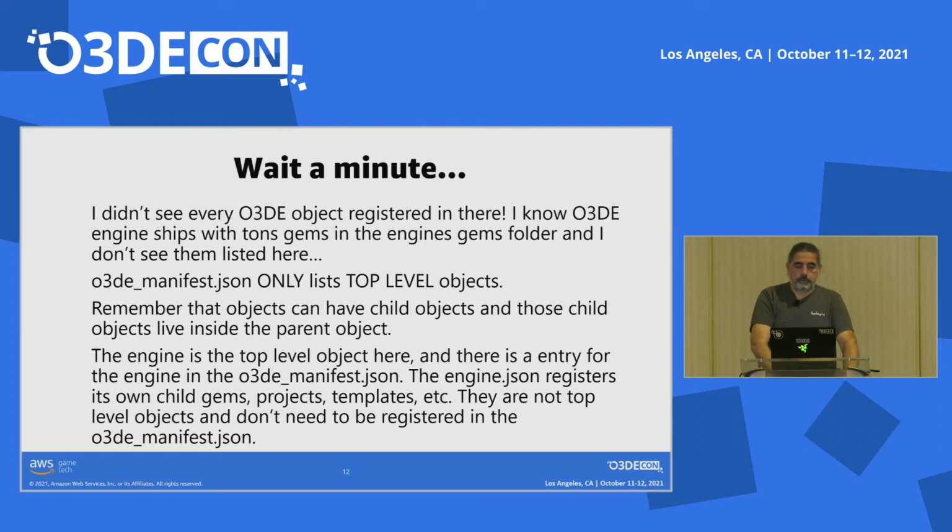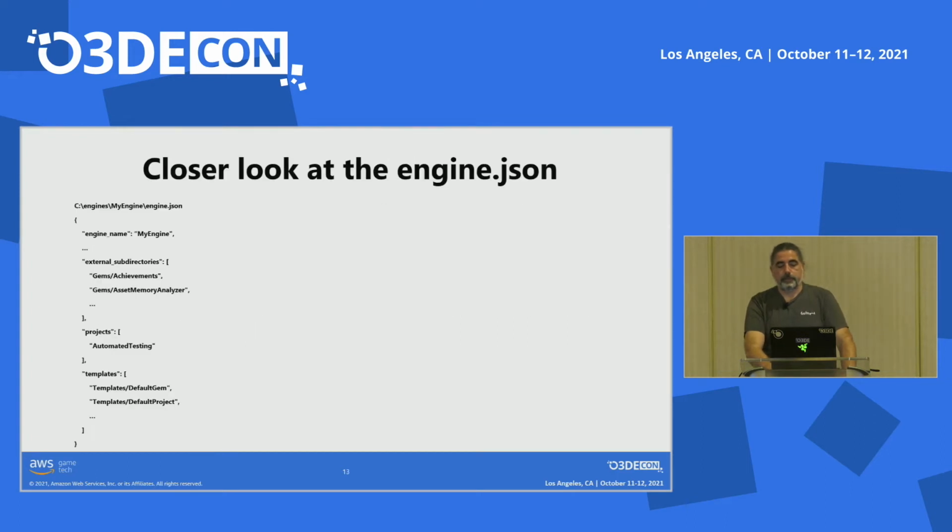So for every top level object, say the engine will have an engine.json, and that JSON may have multiple children objects. They could be gems, projects, templates, you name it. Everything that would be registered in the O3D manifest JSON would basically be registered in the object's JSON if it's a child object. So let's take a closer look at the engine JSON.